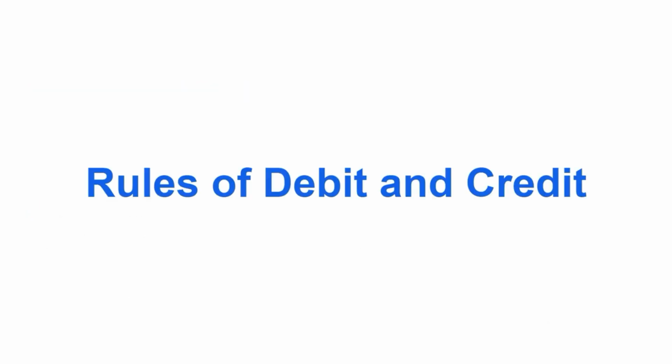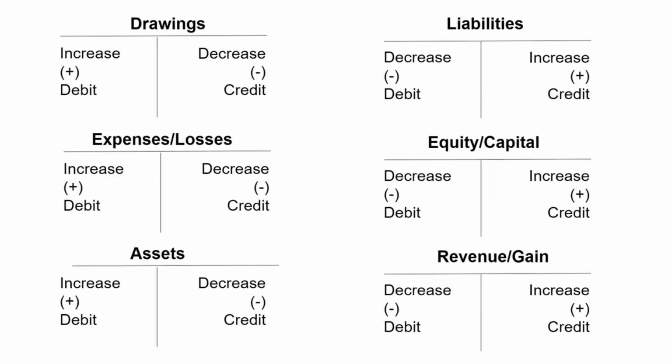We will understand how to apply debit and credit using practical journal entries. Rules of debit and credit. Before we jump into examples, it is important to understand how different types of accounts behave. Every account in accounting fits into one of six categories: assets, liabilities, equity and capital, expenses and losses, revenue and gains, and drawings.